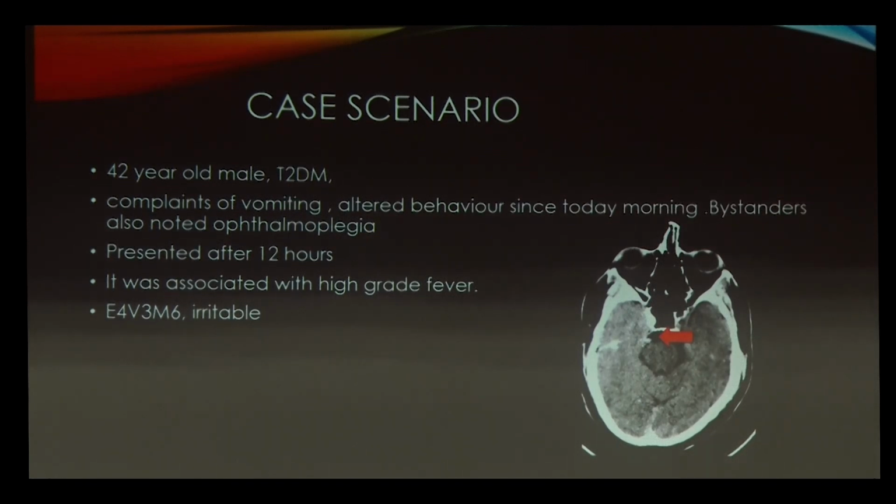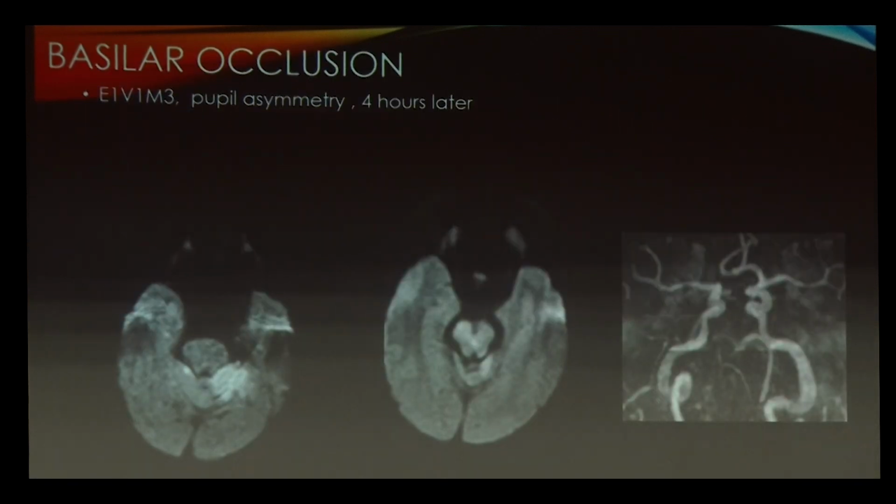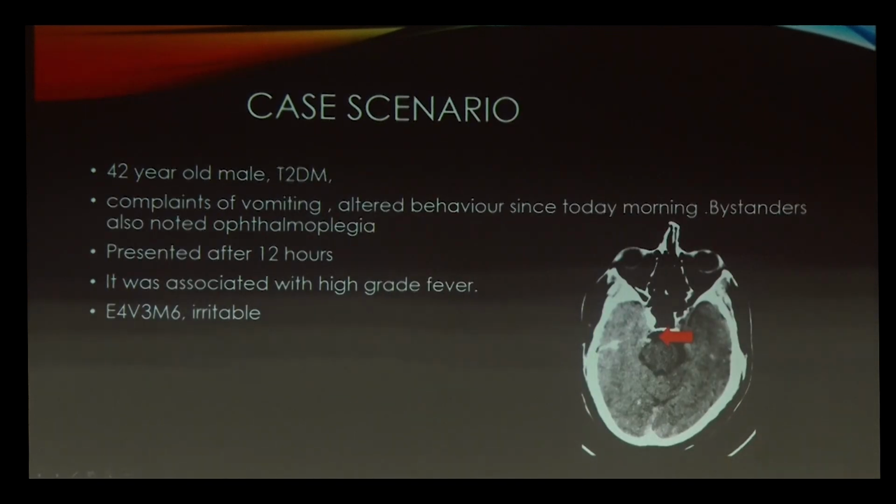So I just wanted to tell you that this is a case of a 42-year-old diabetic male. He came with just a high-grade fever, vomiting, and altered sensorium. He presented 12 hours later, and he was E4, V3, M6, and very irritable. And this was his first CT. I just want to show this CT because the basilar is occluded.